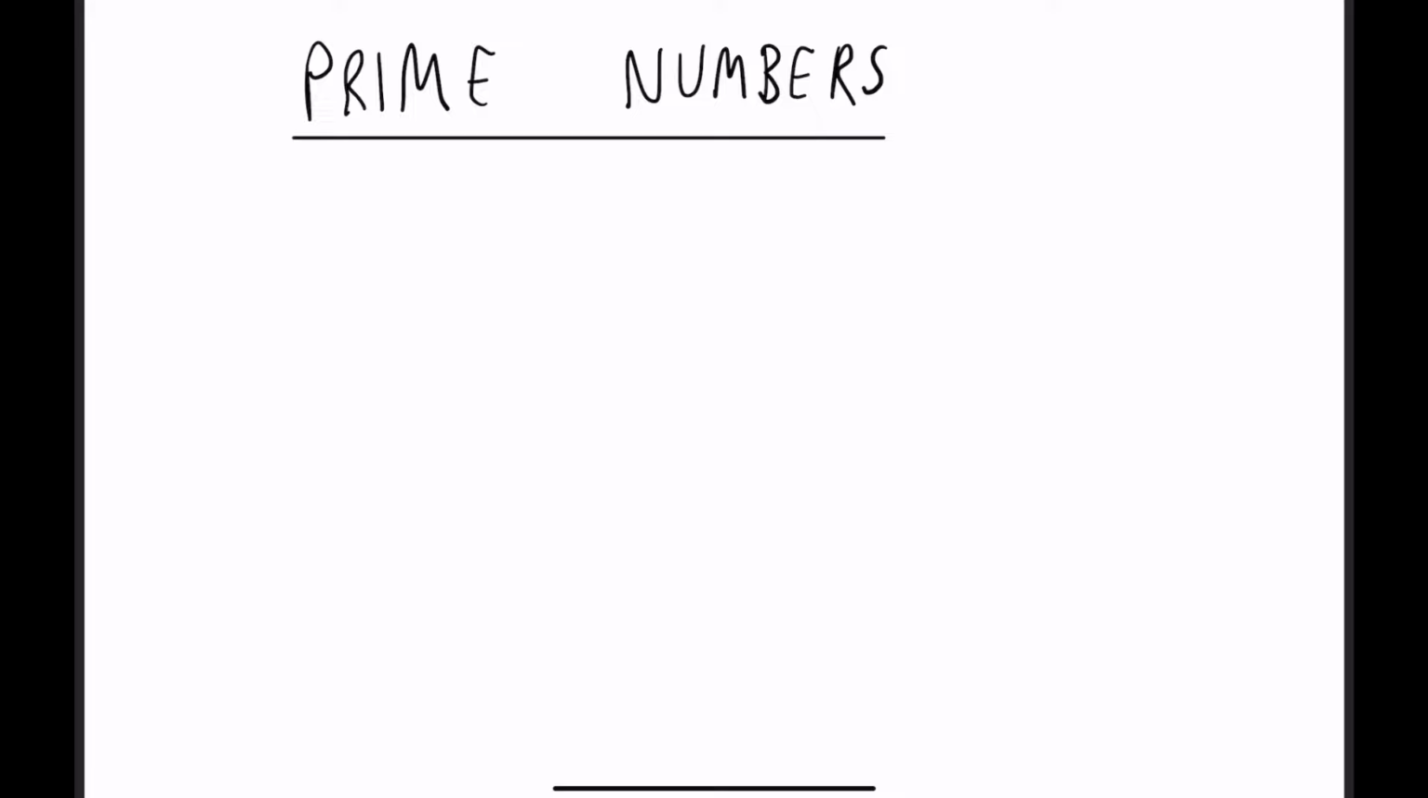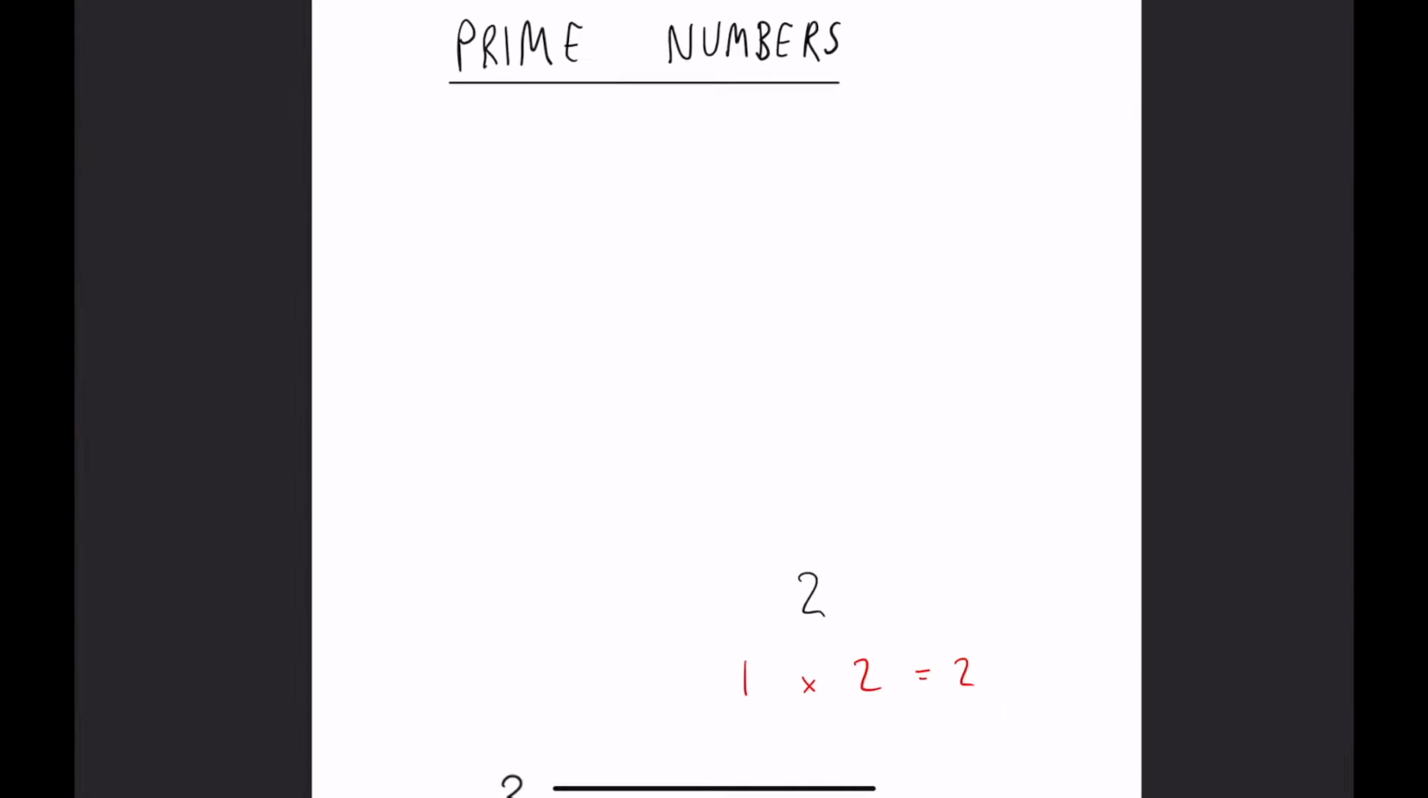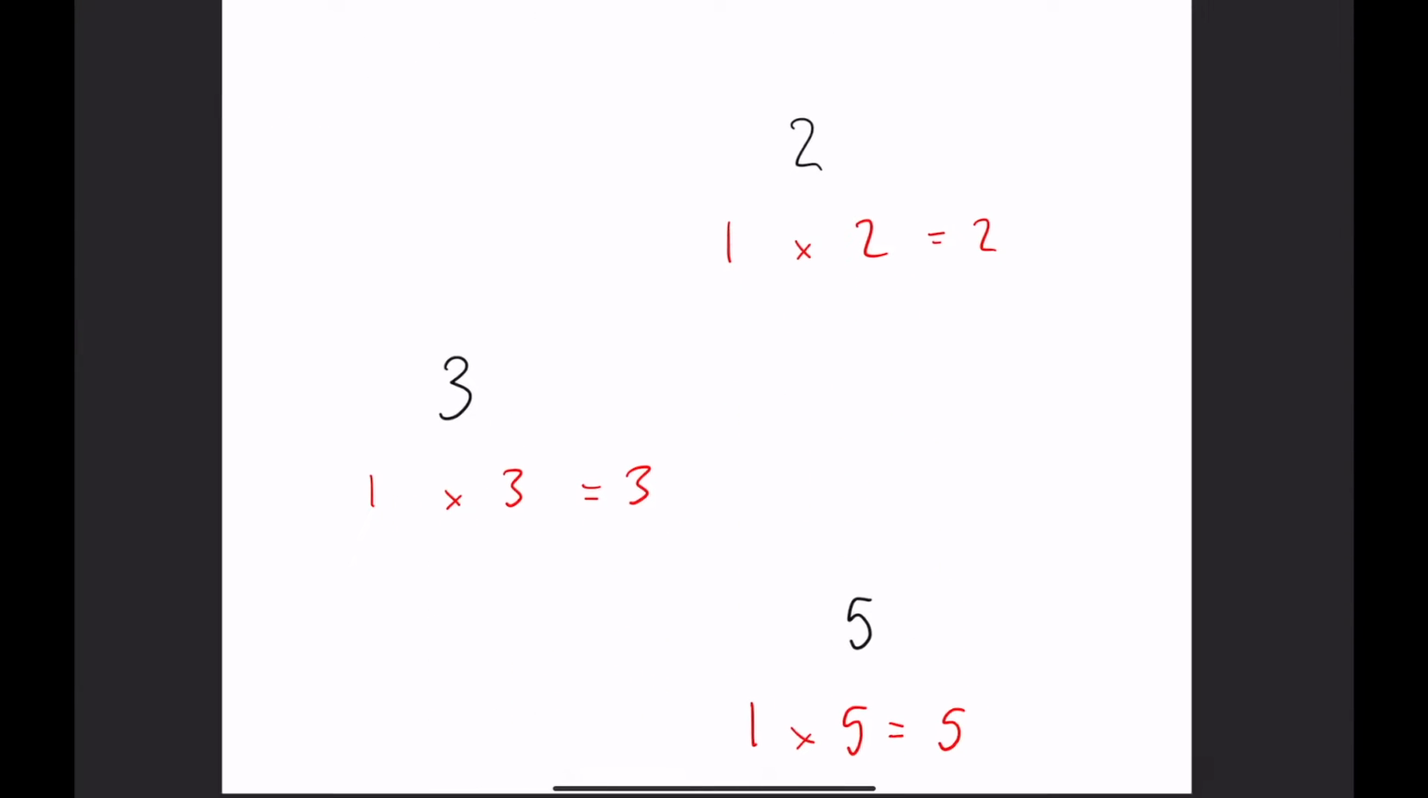In this video we'll be looking at prime numbers. So what actually are they? Prime numbers are simply numbers that can be divided by itself and 1. So for example here we have the first 3 prime numbers.